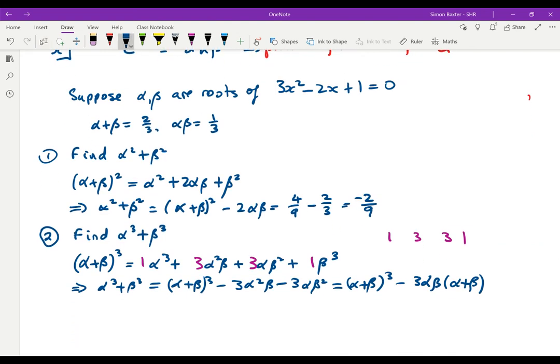that this is equal to alpha plus beta cubed, which is 2/3 cubed, and alpha beta is 1/3, alpha plus beta is 2/3. So that is 8/27 minus 2/3. And that is minus 10/27.